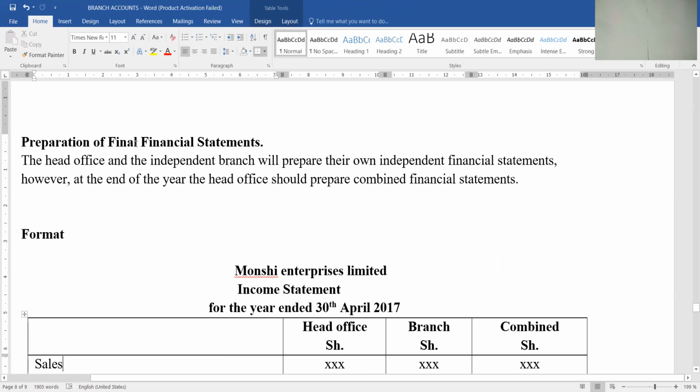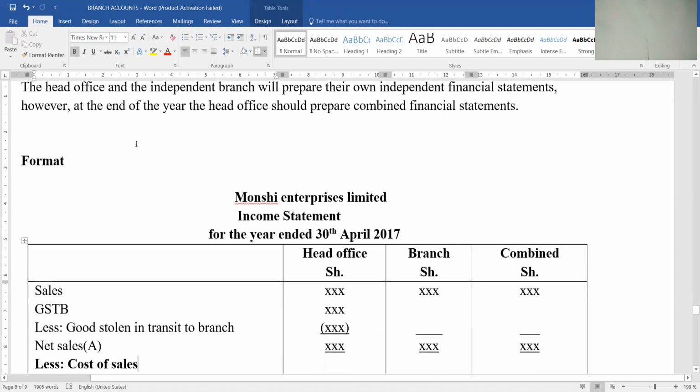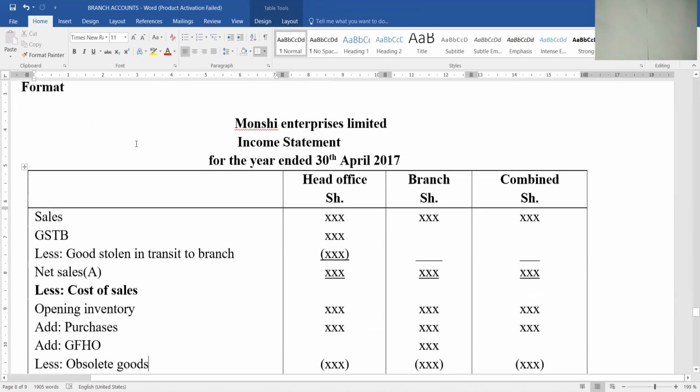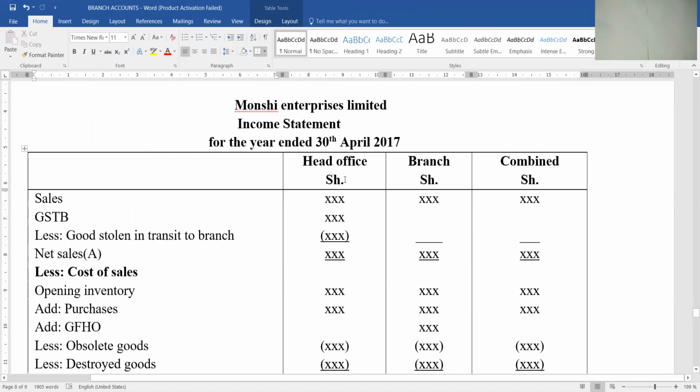Then we have the preparation of financial statements, that is final financial statements. The head office and the independent branch will prepare their own independent financial statements. However, at the end of the year, the head office should prepare combined financial statements. That is why you can see my format here. We have the column of the head office, we have the column of the branch, and the combined. So we always start from sales.